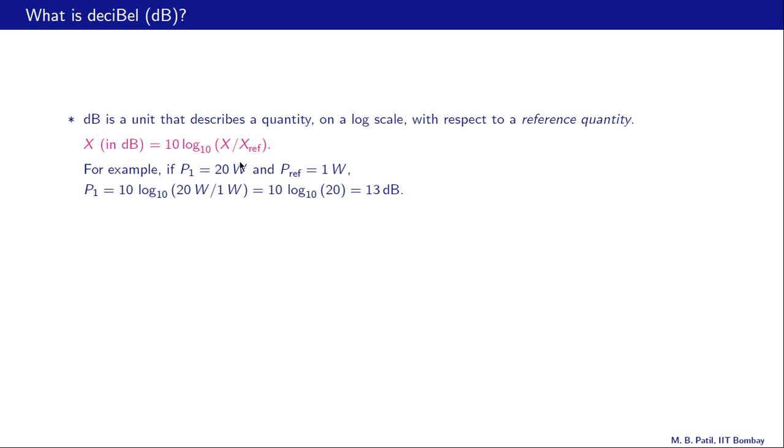Let's take an example. Let's say we have some power called P1, and that is 20 watts, and we have a reference power called Pref, that is 1 watt. So P1 in dB would then be 10 log to the base 10 of P1, which is 20 watts, divided by Pref, which is 1 watt. So that is 10 log to the base 10 of 20. That comes out to be 13 dB.